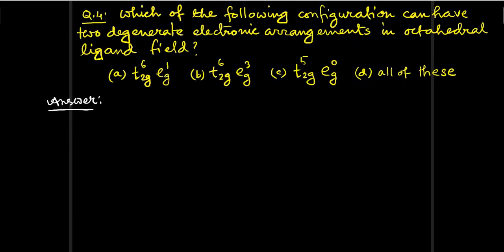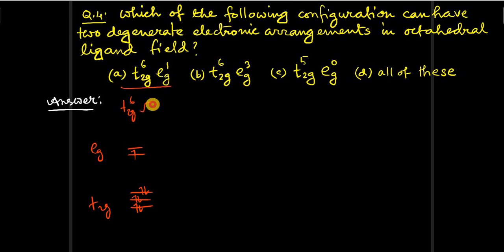Next question. Which of the following configuration can have two degenerate electronic arrangements in octahedral ligand field? So if you take t2g and eg, this is your t2g and this is your eg. Now option A is t2g6 eg1. So first you give t2g6. Now eg1, you have two options for eg1. Either you can give the electron here or in the other orbital. So option A can have two configurations.